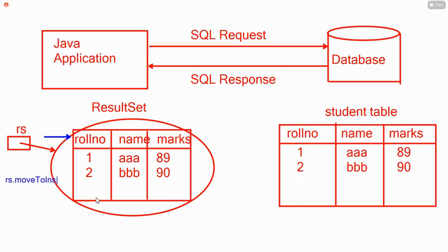Move to insert row, I'll call. Then what will happen? Wherever table space is there, it will move. Suppose space is available here, it will move here. After that, we have to fill this.